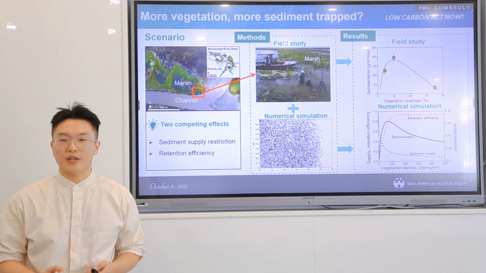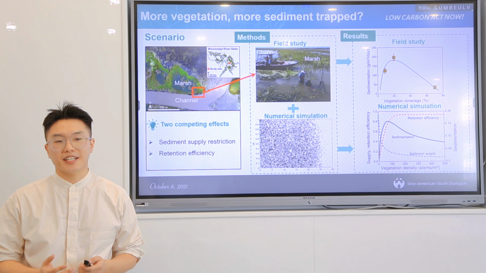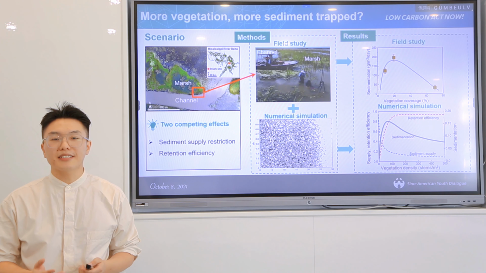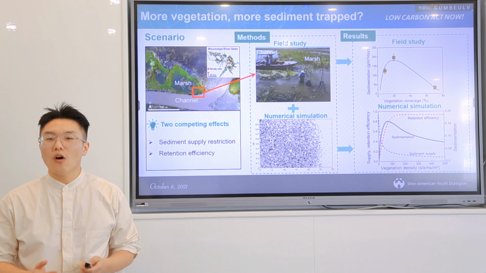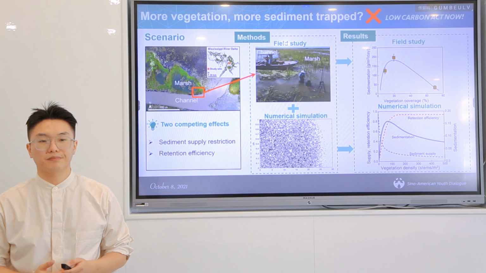This is an important result because one often thinks vegetation always enhances sedimentation. In fact, the degree of improvement depends on the density. So, more vegetation does not always trap more sediments.